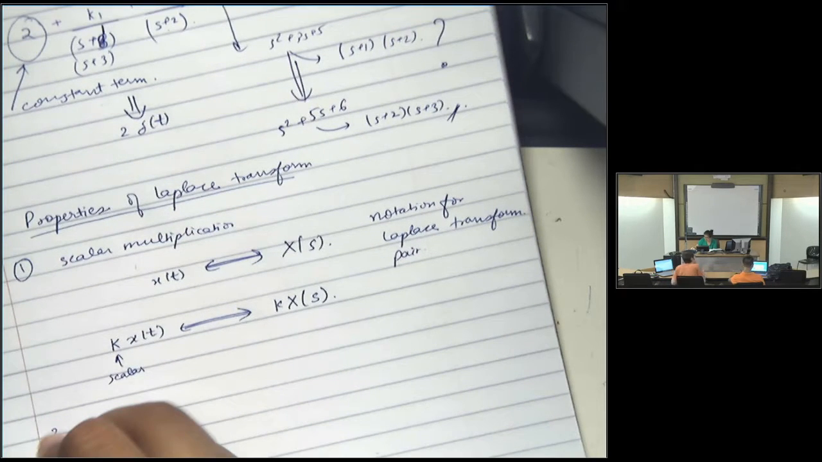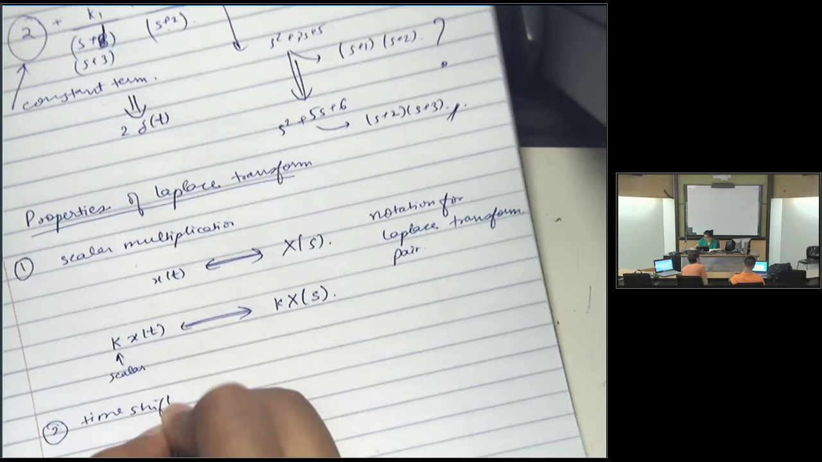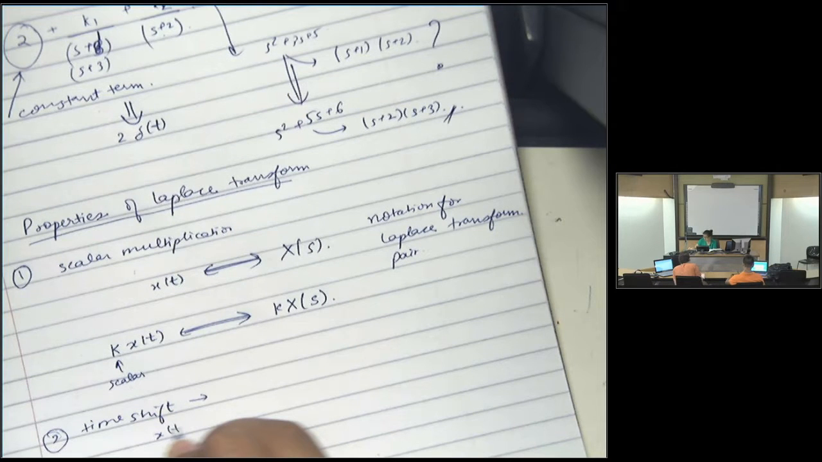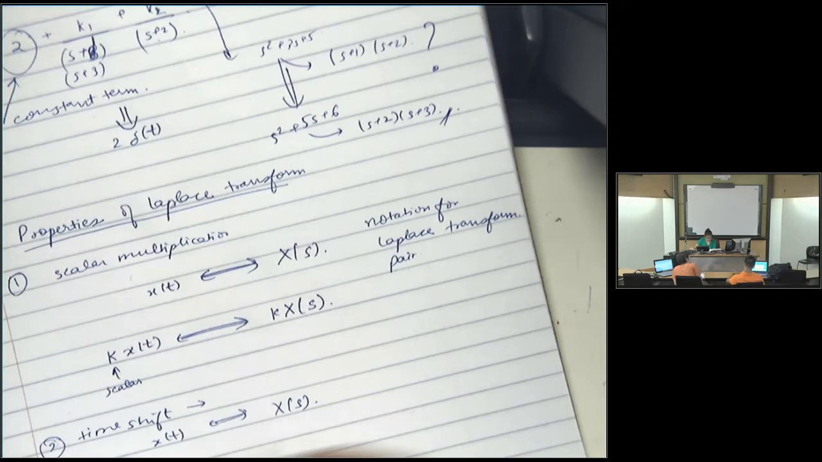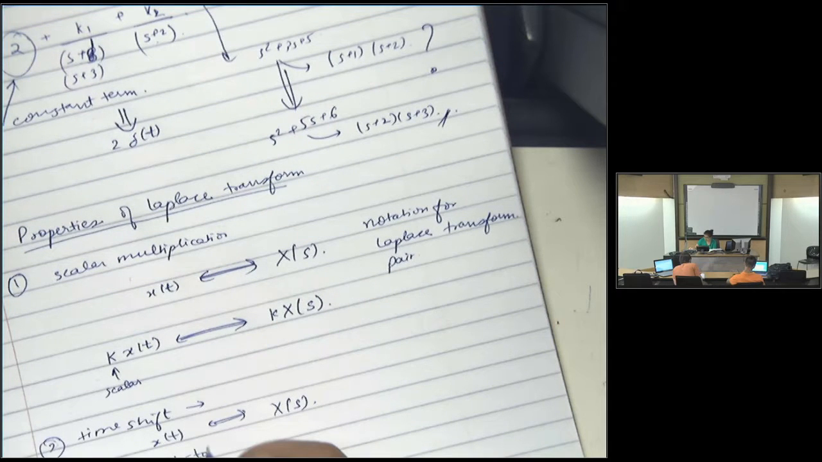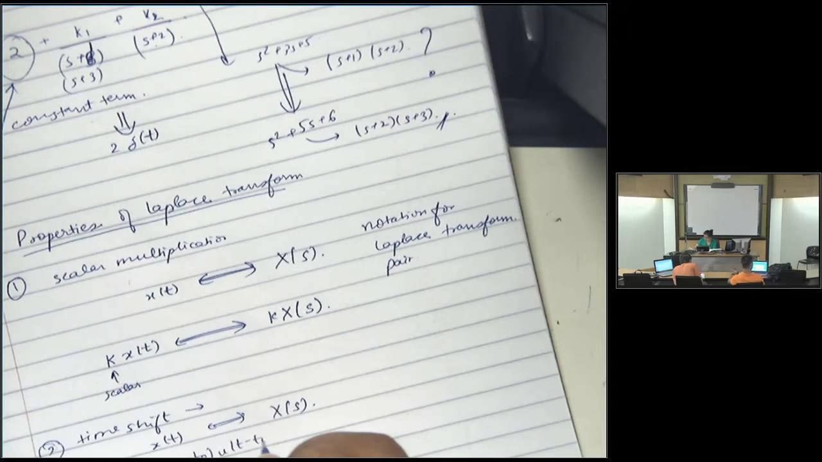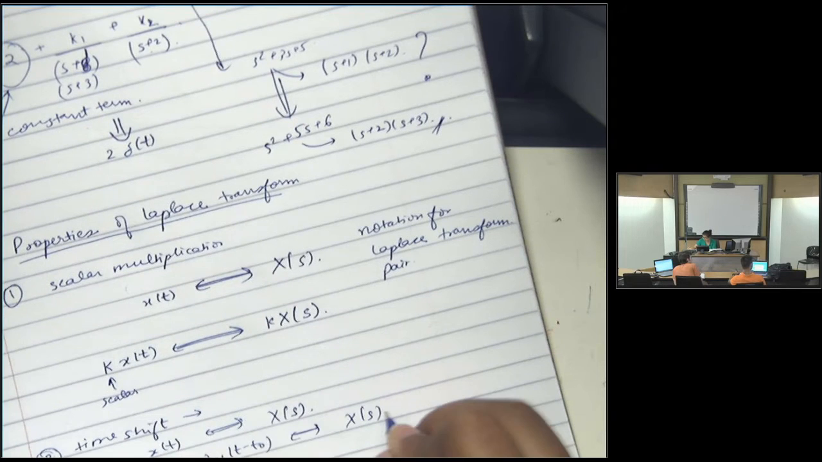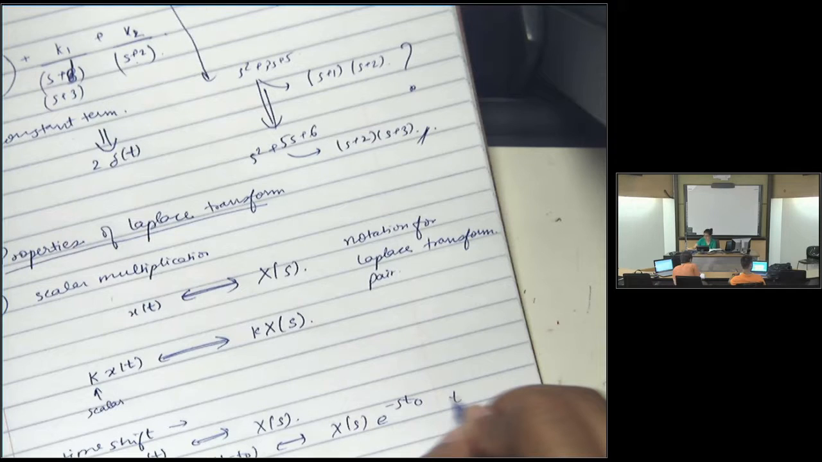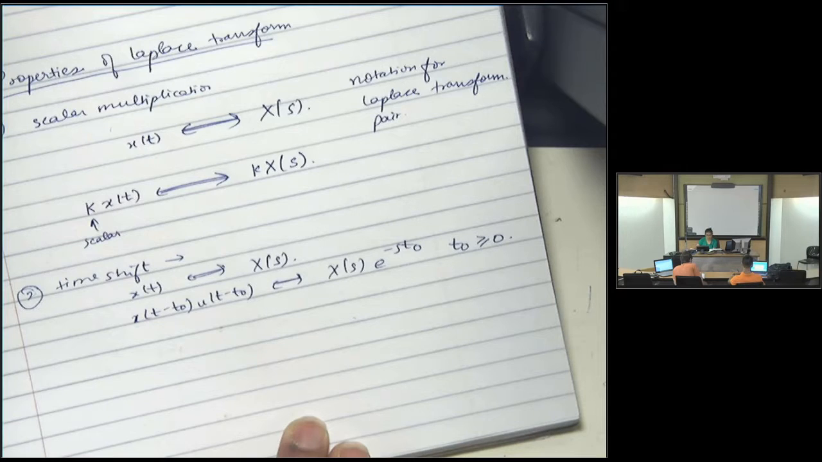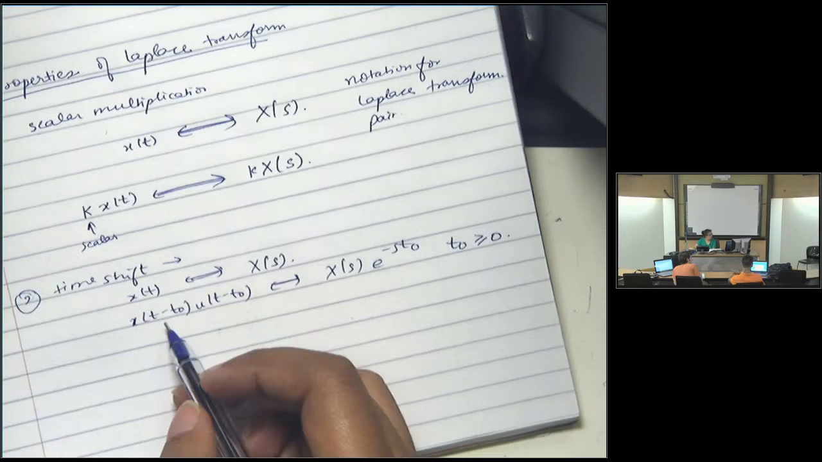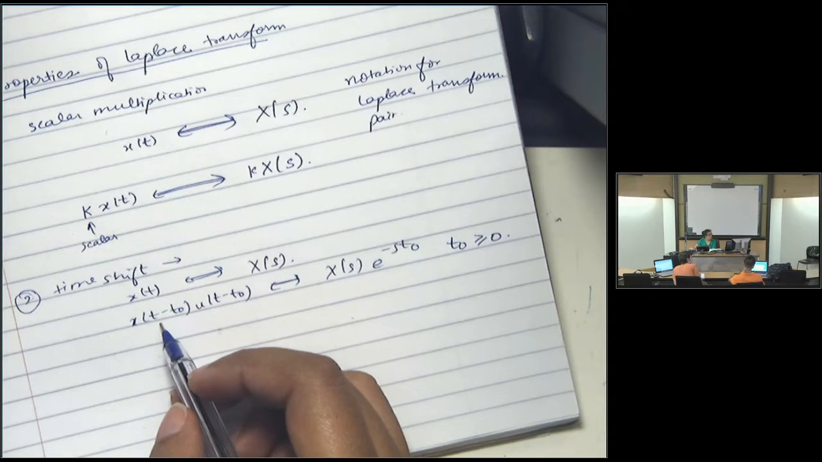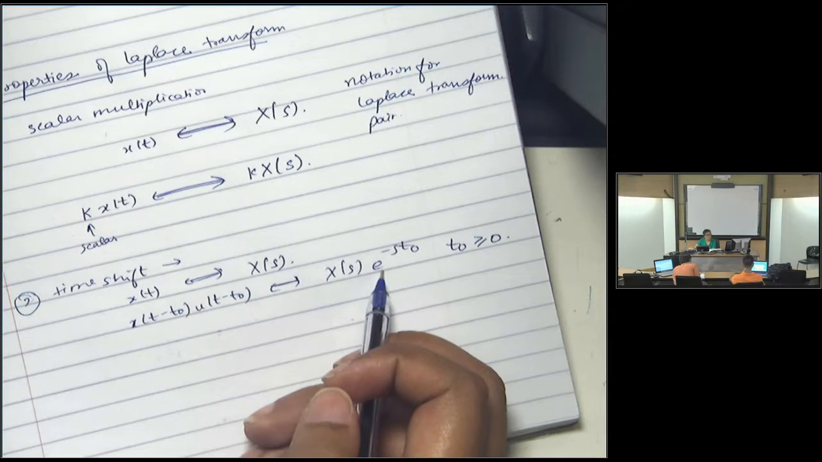Then the standard time shift property that all of you are aware of. If x of t has a Laplace transform of x of s, then x of t minus t naught, u of t minus t naught, has a Laplace transform of x of s e raised to minus s t naught, and t naught here is greater than or equal to 0. So whenever you have a time shift in the time domain, you'll get an exponential multiplied in the s domain.